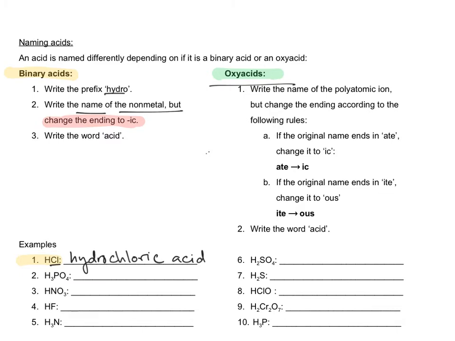However, there's an entirely other set of rules when it's an oxyacid instead of a binary acid. So let's look at number 2 for that. I'll highlight it in green as well. Okay, so for oxyacids, the first thing you do is write the polyatomic ion, but you have to change the ending according to some rules.